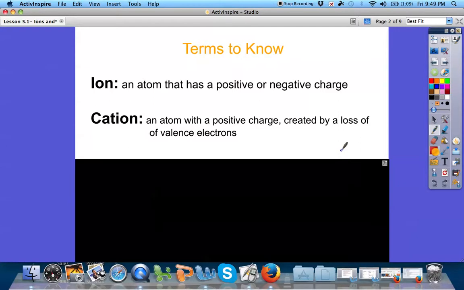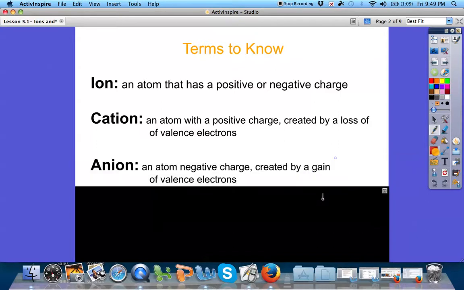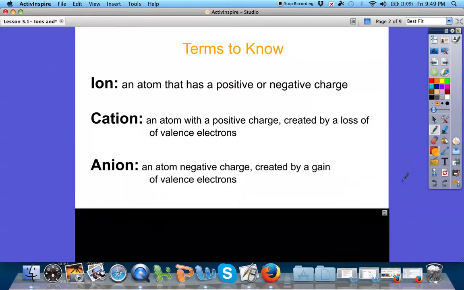A cation is an atom with a positive charge. This is created by a loss of valence electrons. An anion is an atom with a negative charge created by a gain of valence electrons.